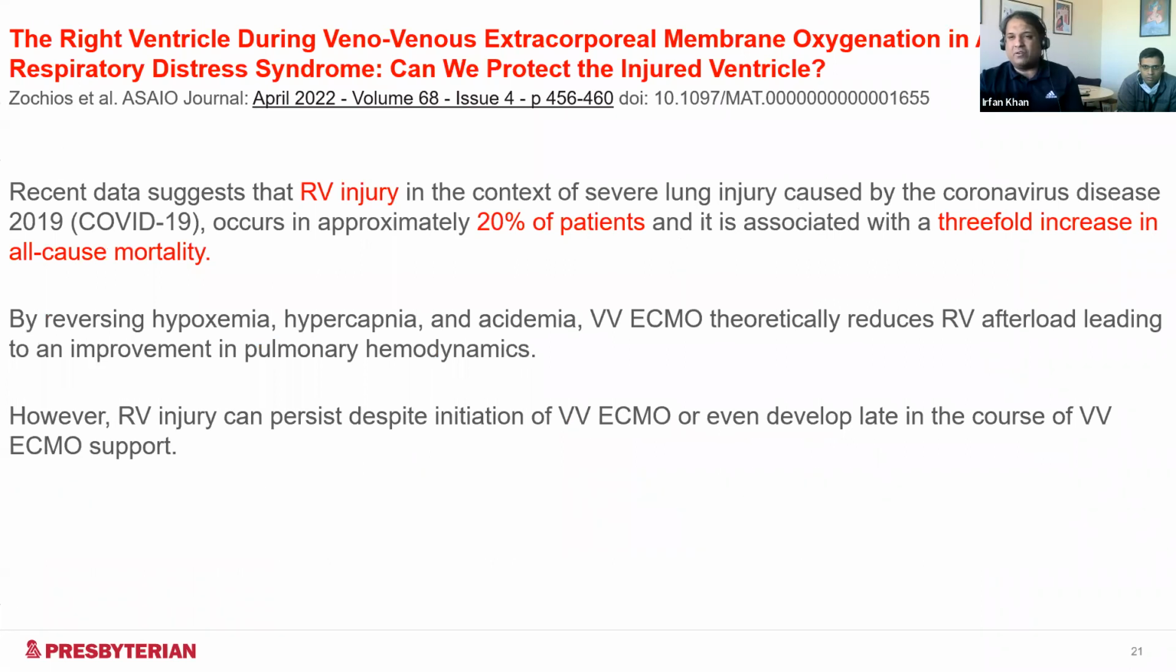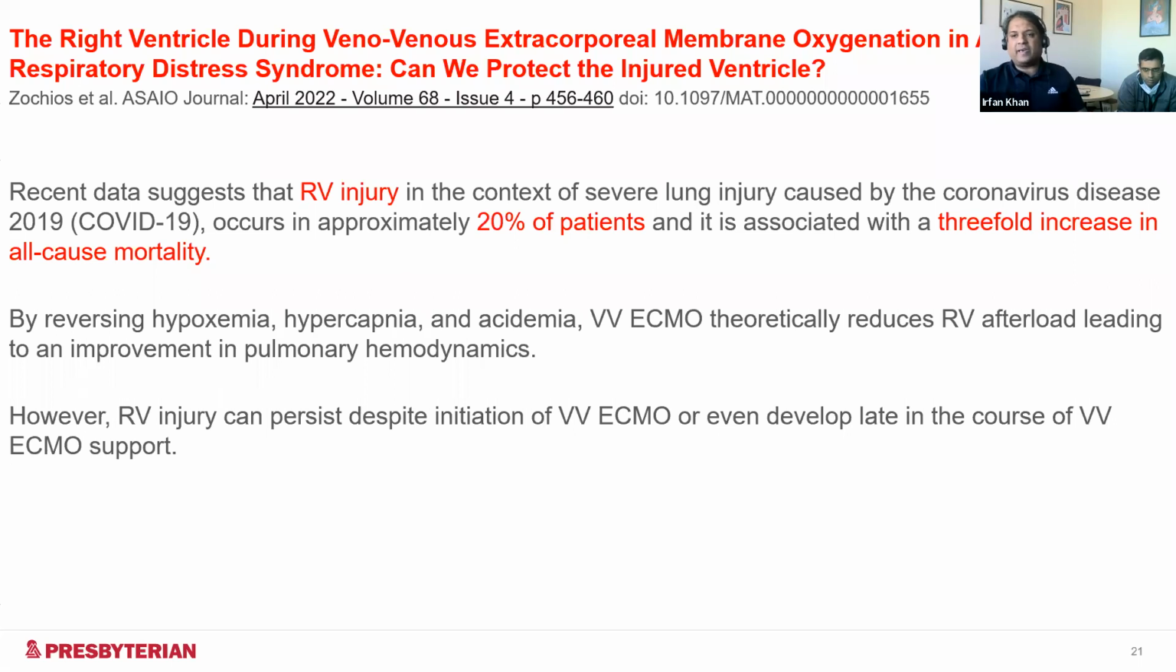It's something that we don't understand very well. Data recently suggests that RV injury in the context of this lung injury occurs in approximately 1 in 5 patients. That's huge. And when you get this, there's a threefold increase in your all-cause mortality. So this is something that gets our patient no matter how good of a job we do.